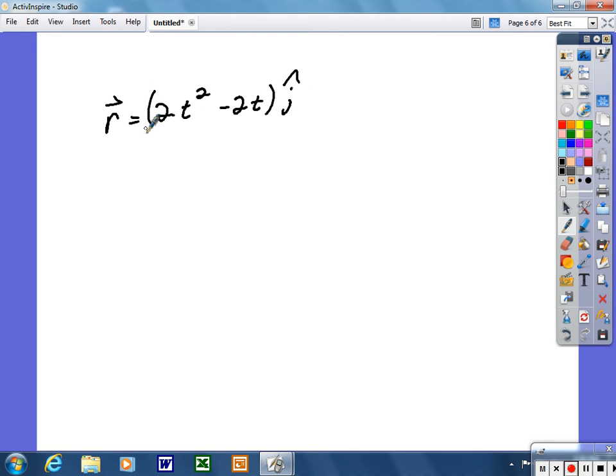Okay, now one thing that I have not really harped on yet, but I do want you to notice, is that in this case here, I put parentheses inside of here to show that all of this has to do with the j hat direction. Okay, so if I were to take the derivative of r with respect to t, it would be 4t minus 2. Okay, that is still all in the j hat direction, and I've just figured out what the slope is from negative infinity to infinity.